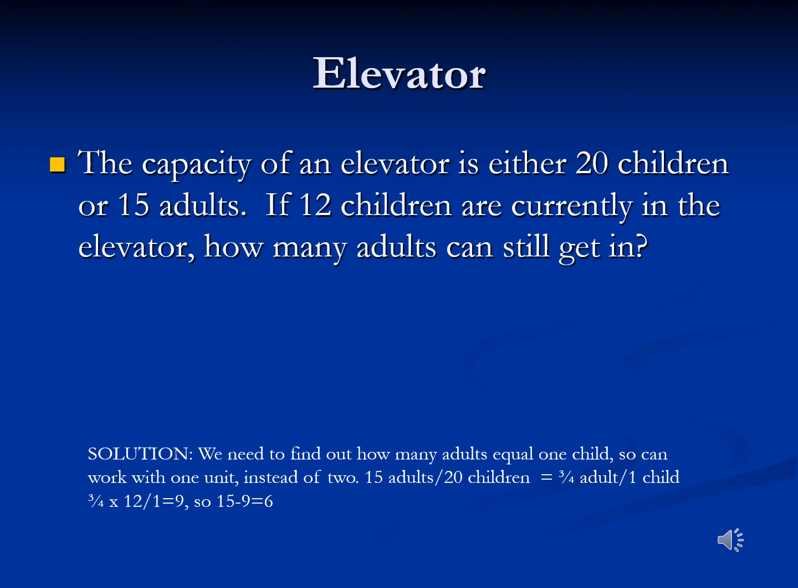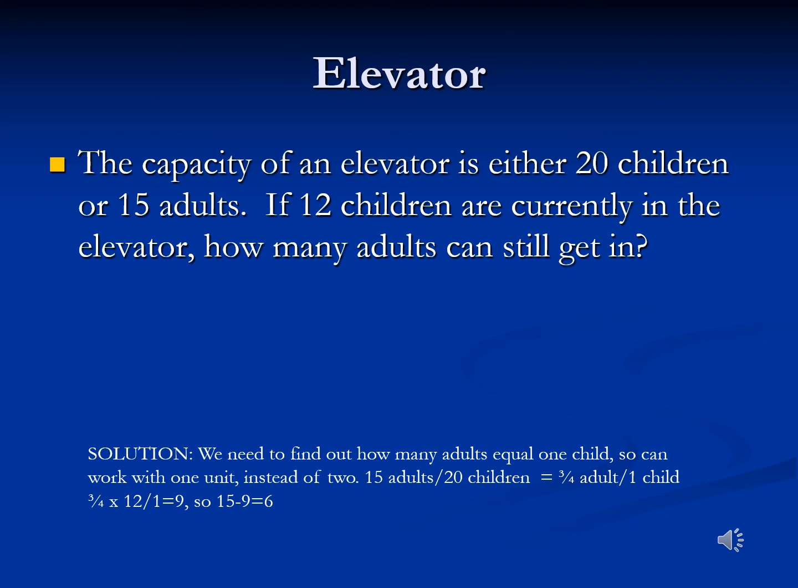So if you look at number 2, it says the capacity of an elevator is either 20 children or 15 adults. If 12 children are currently in the elevator, how many adults can still get in? There are a couple different ways you can do this. My mind immediately goes to creating a unit rate. Why? Because we need to find out how many adults equal one child so we can work with just one unit instead of 2. Instead of having both adults and children, we need to convert this to 1.